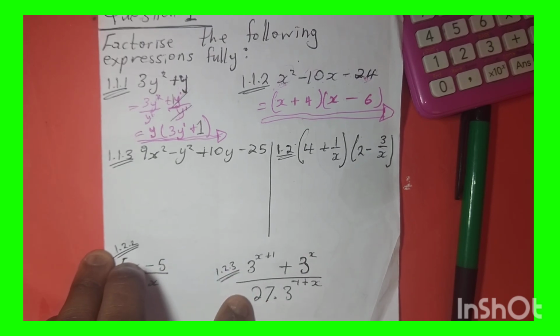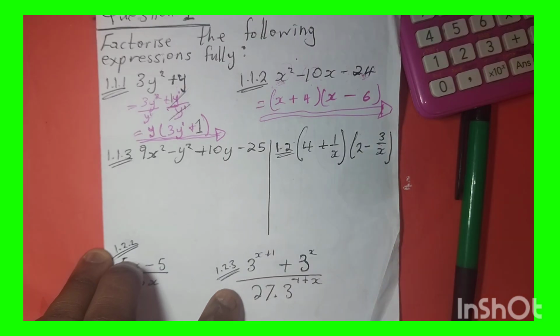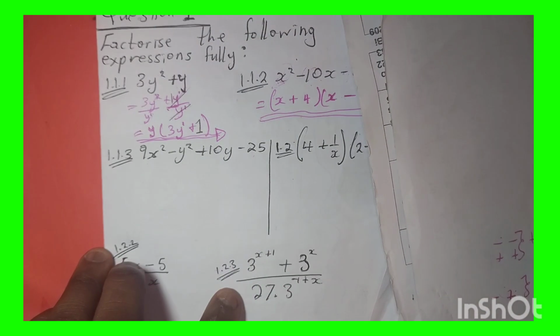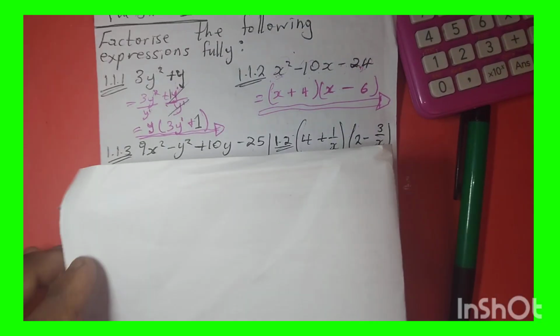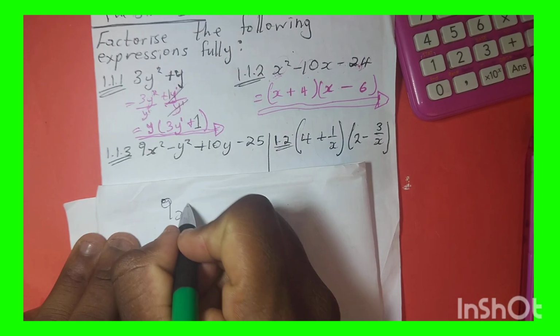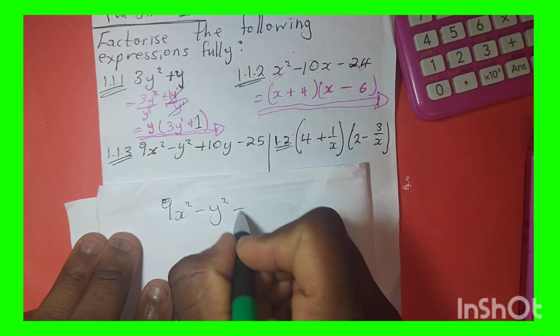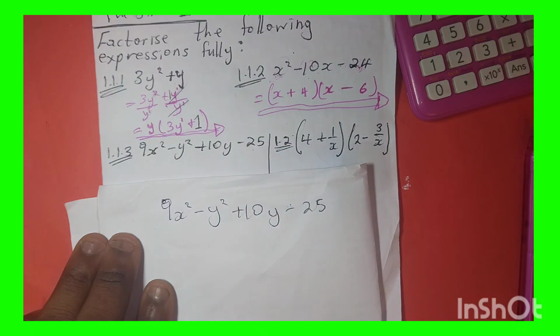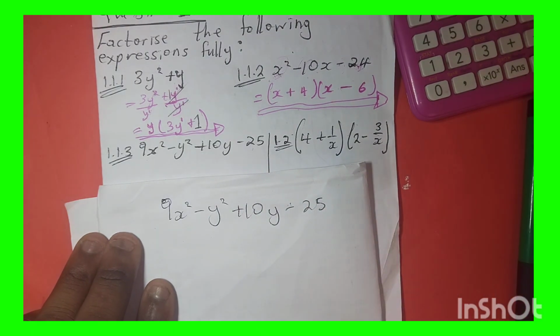Here we don't have a common factor, but because we have 4 terms, 1, 2, 3, 4, it means we can apply grouping there. And now I will show you something about this question. Let me just take this question like this: x² minus y² plus 10y minus 25. So here you will group them.